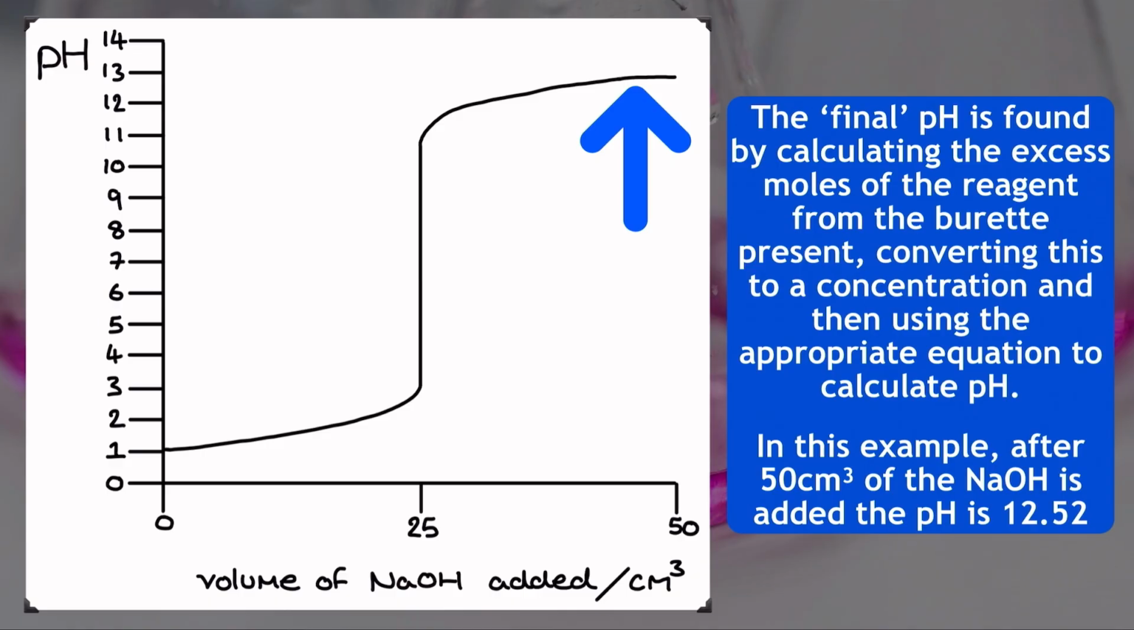Now, if you're a bit curious on what that calculation would look like, there's an exam question coming up in just a moment, which takes you through this exact situation. Although it's not 50 centimeters cubed being added, it's 45. But if you just stay tuned for that, I'll take you through the full calculation and what you need to be able to do for that in an exam.